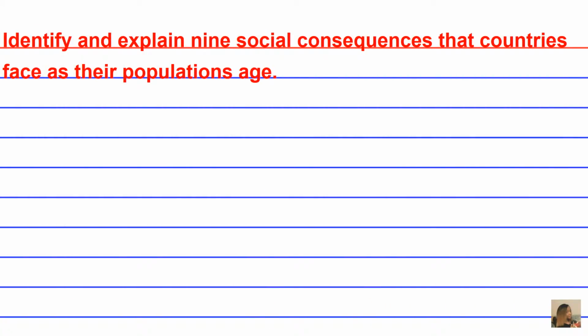A second social consequence that countries face as their populations age is a phenomenon that may seem offensive to some because it's termed as gray power, and this encompasses so many things. I'll give you a moment to think about it. What could it possibly mean?